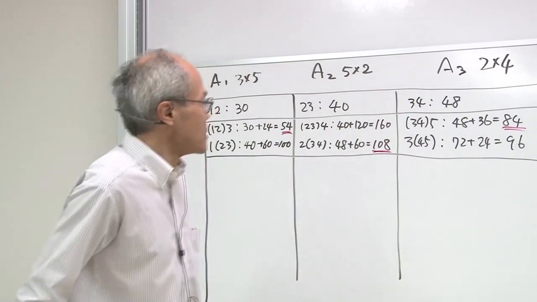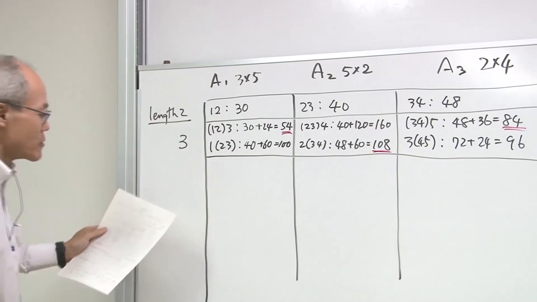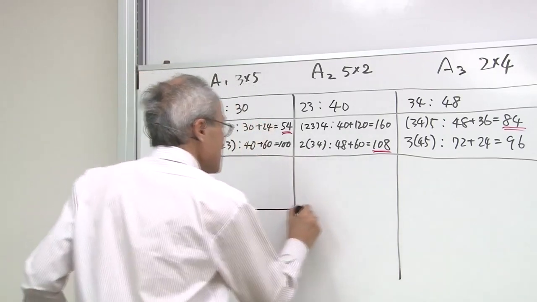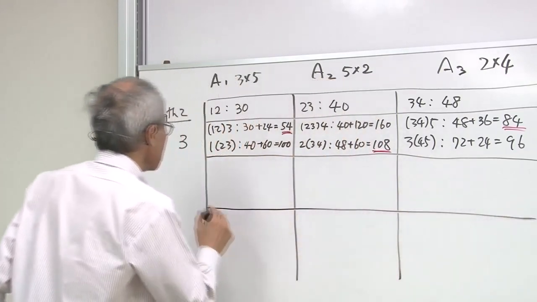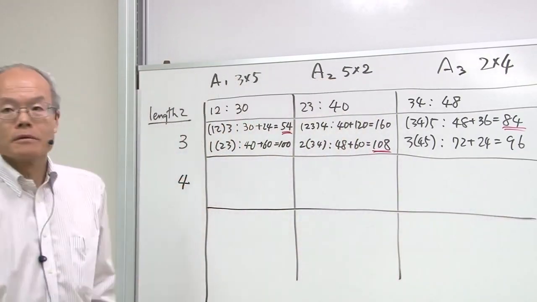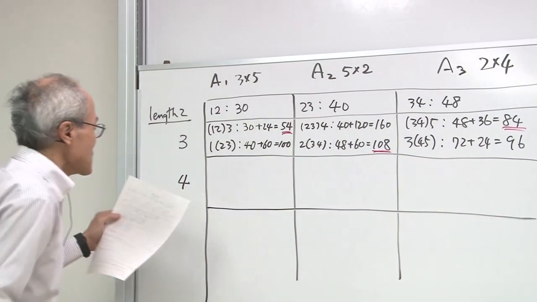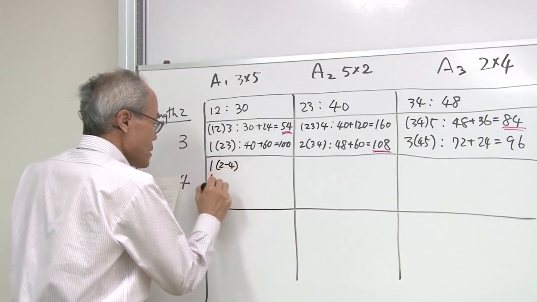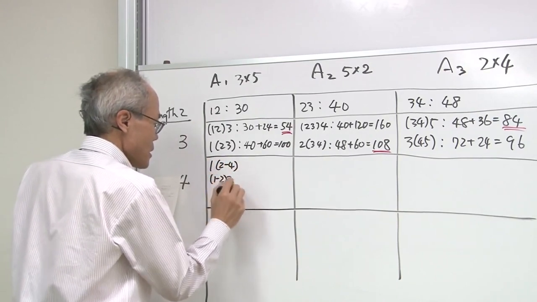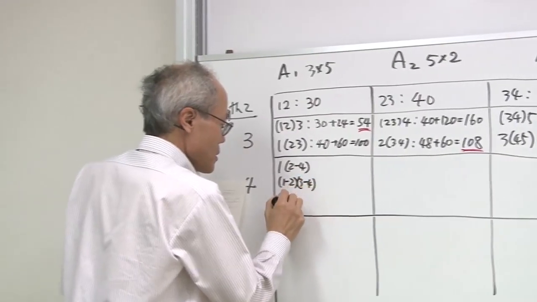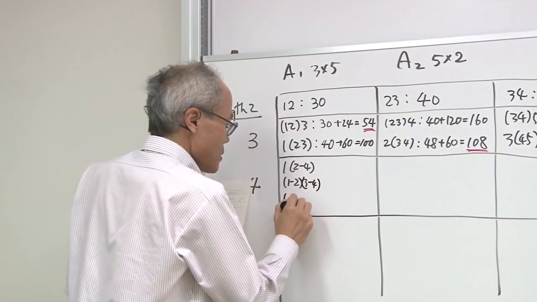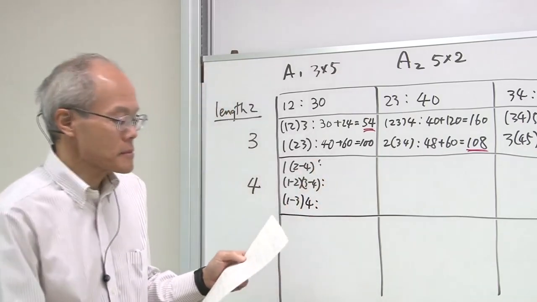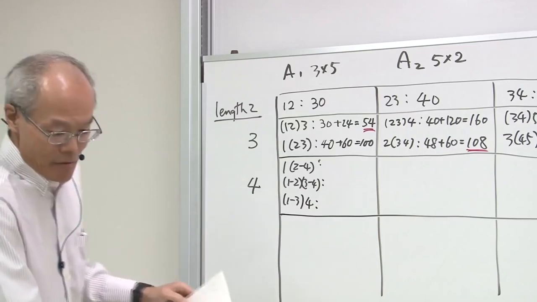Now you completed the second row. Now we are going to the third row. Length 4. Length 4. Now we have 3 different possibilities.